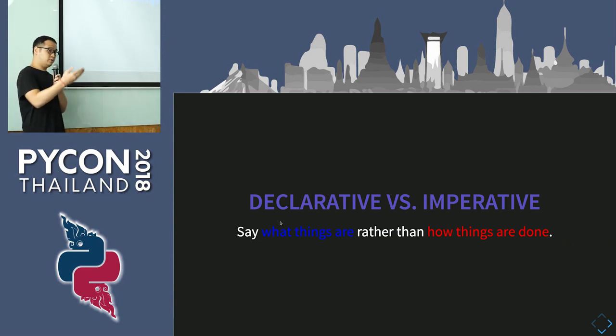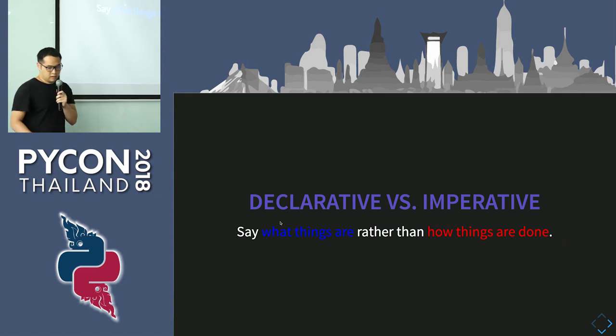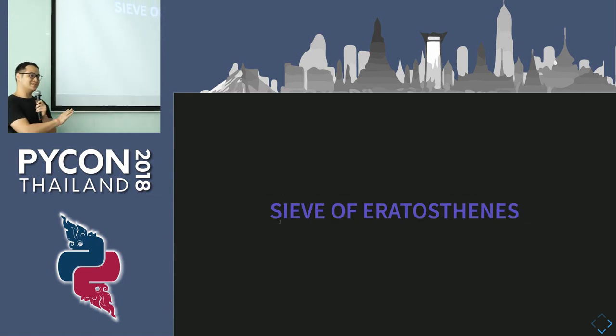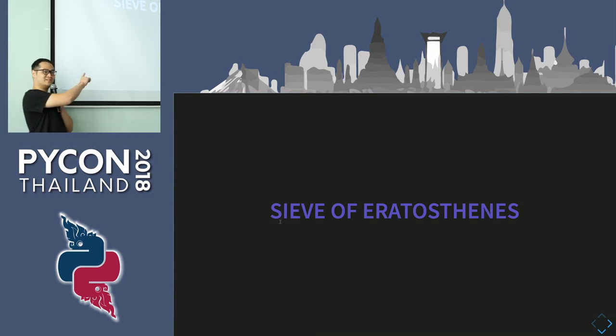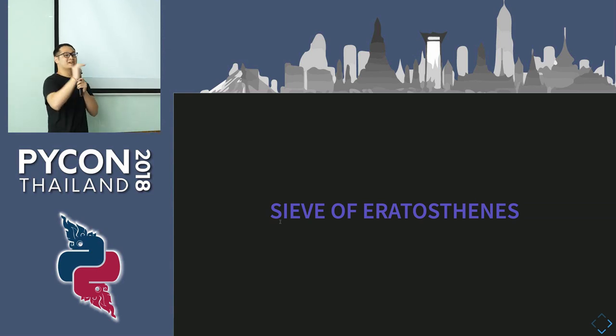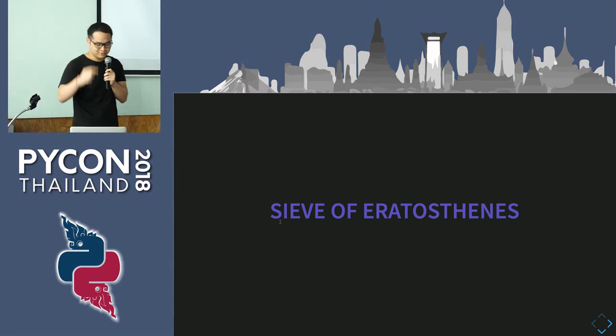And I want to show you with an example what I mean by this. It'll be clearer. And I want to do this very basic example. Who's familiar with the sieve of Eratosthenes? Yeah. So this is a very common example in the programming language world, right?